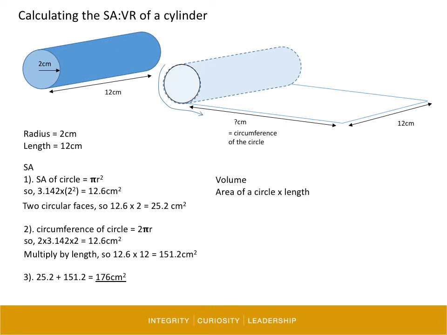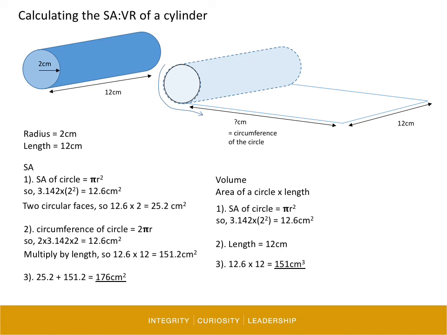The volume of a cylinder is the area of the circle, that's one end of the cylinder, multiplied by its length. We've already done this in terms of calculating the surface area for one end of the circle. So it's pi r squared again, 3.142 multiplied by 2 squared, that gives us 12.6 centimeters squared. And then we just multiply that by the length, which is 12, and that gives us a value of 151 centimeters cubed for the volume.